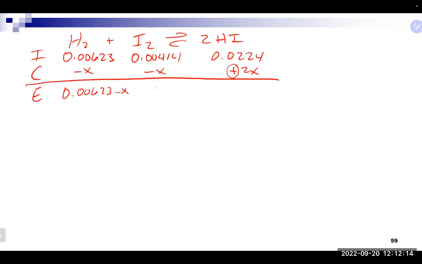it's going to get us 0.00623 minus x, 0.00414 minus x, 0.0224 plus 2x. Any questions on the table here?